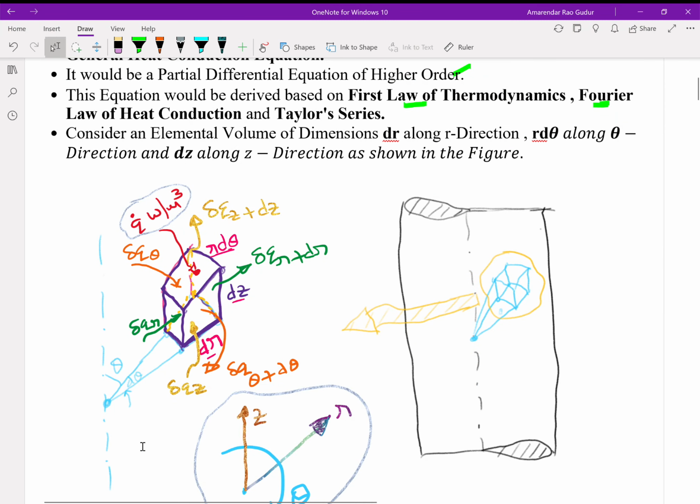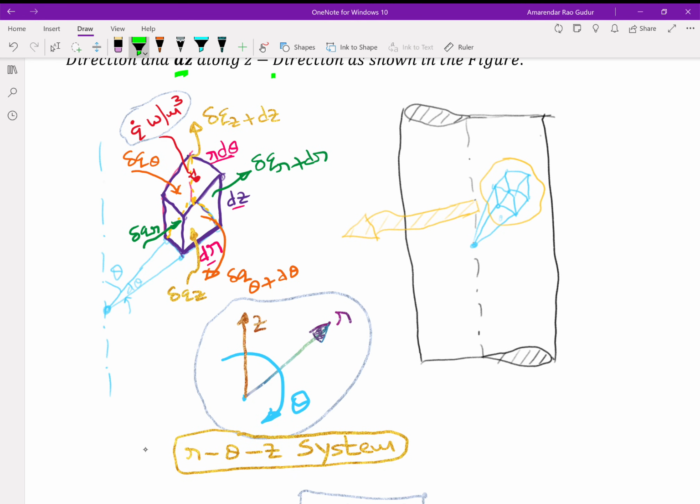And to have a beginning, we'll consider an elemental volume of dimensions dr along r direction, which is shown over here, r d theta along theta direction, and dz along z direction as shown over here. And you may see that this is the cylindrical coordinate system or r theta z system. This is the r direction, this is the z direction, and this is the theta direction.